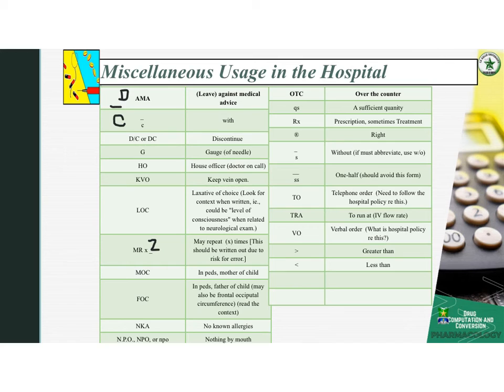So, we have NKA, no known allergies. Walay allergies sa pagkaon, walay allergies sa tambal. So, your NPO, it's nothing by mouth. Nothing per os. That's your NPO. So, we have OTC, that's over the counter. We have QS, sufficient quantity.